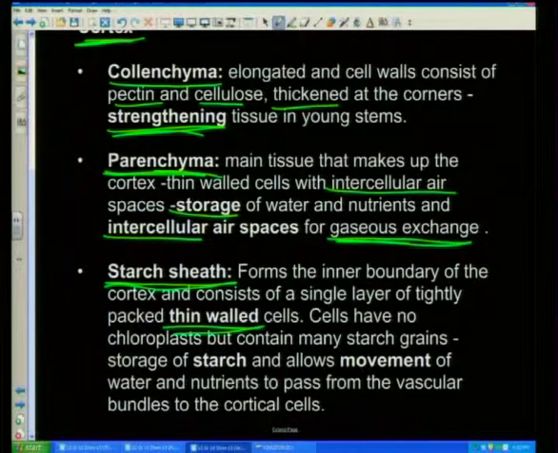And what is their function? They've got no chloroplasts, but they contain the starch grains or the starch granules. Okay? And those starch granules allow the movement of the water and the nutrients from the vascular bundles to the cortical cells. So that's what they are there for. It's, again, a kind of storage organ.